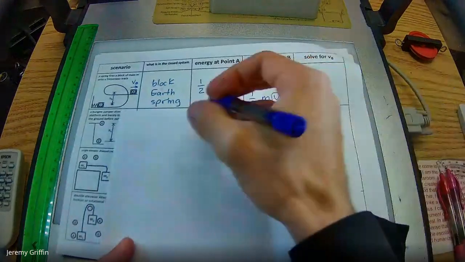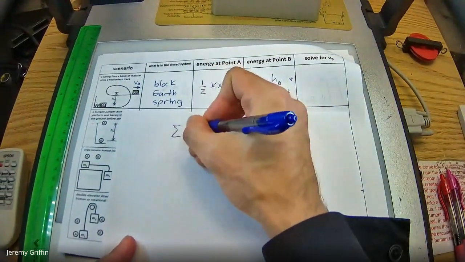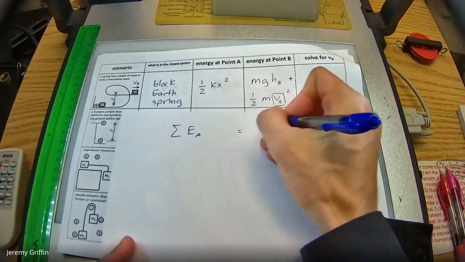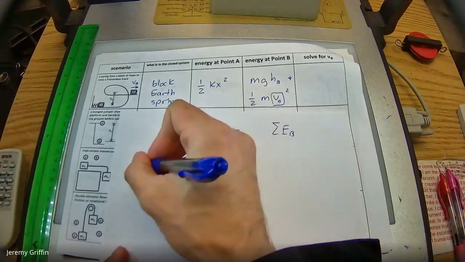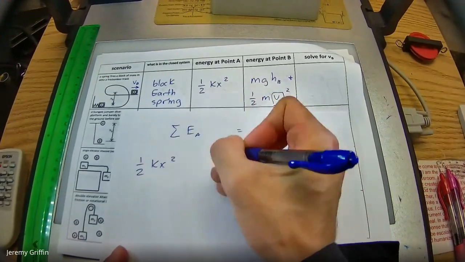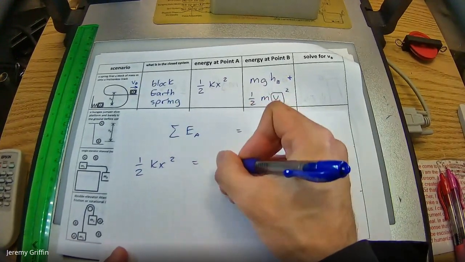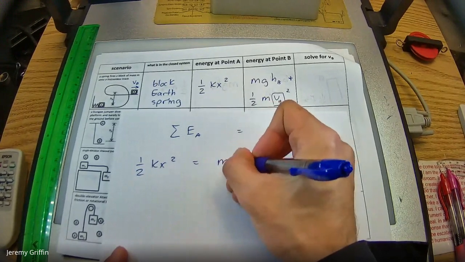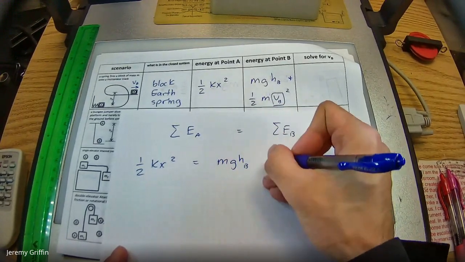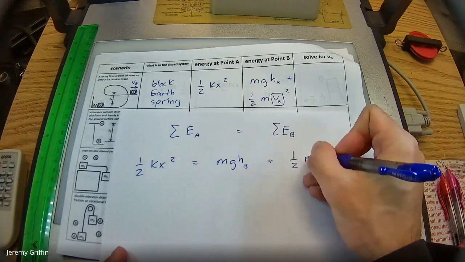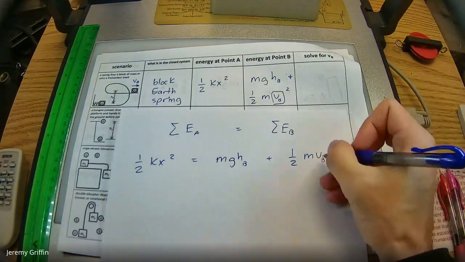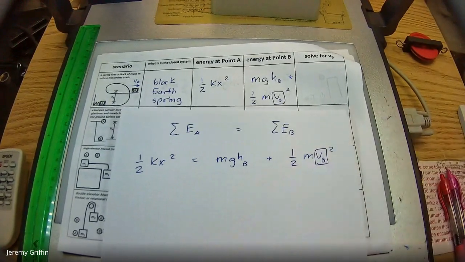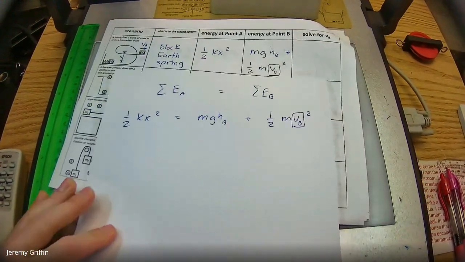No frictional losses. We're back to our old classic closed system. The sum of energy at point A is equal to the sum of energy at point B. So we've got our 1/2 kx squared turns into mgh at point B plus 1/2 mv at point B squared. Let's solve for vB. We're done with the physics. Everything else is just algebra at this point.